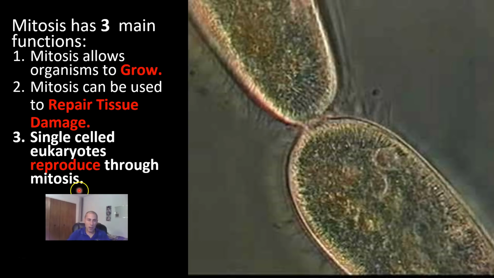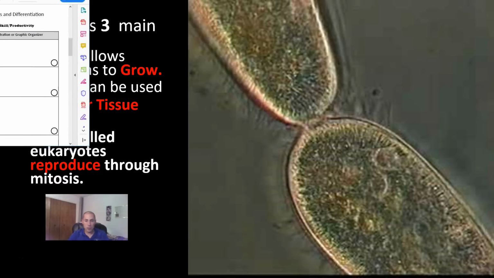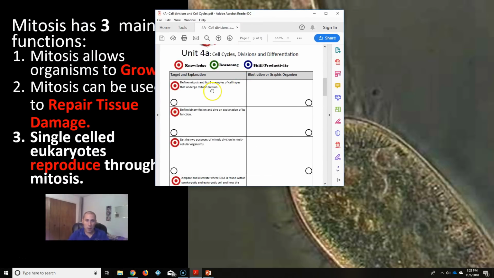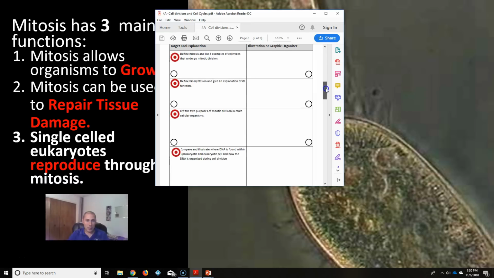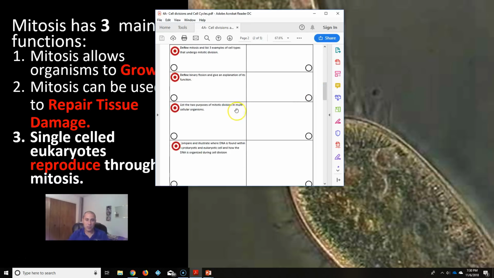So let's go back right quick. And if you look at your targets, we have a target about that. Define mitosis and list three examples of cells that undergo mitotic division. I gave you the example of yeast. All of your cells will do that. And then come up with another one. Then list two purposes of mitotic division for multicellular organisms. So multicellular, you, me, a plant, that sort of thing. Not the yeast. The yeast is single cellular.